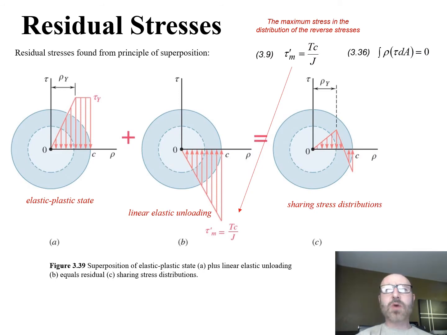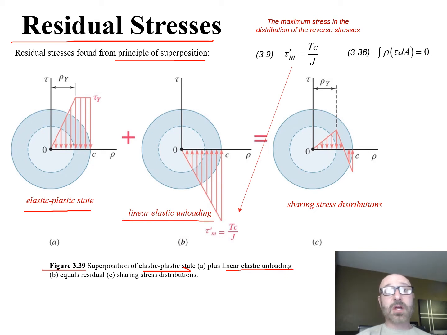So now let's continue on with our residual stresses. Our residual stresses are found from the principle of superposition. This principle of superposition is illustrated down below in figure 3.39, where we see the superposition of the elastic plastic state, right here in A, plus the linear elastic unloading, shown right here in figure B, is equal to, over here in C, our residual stress distributions.